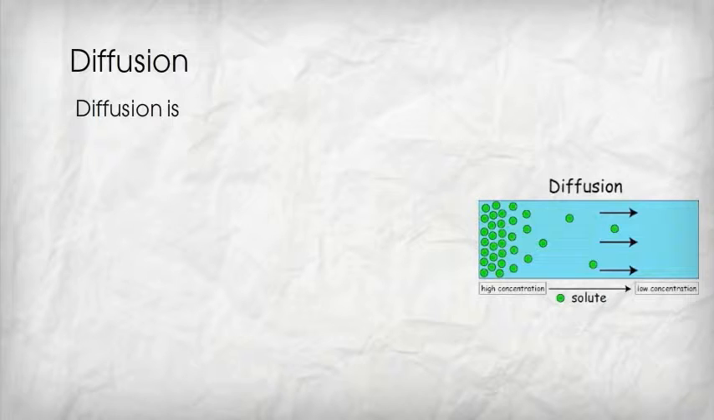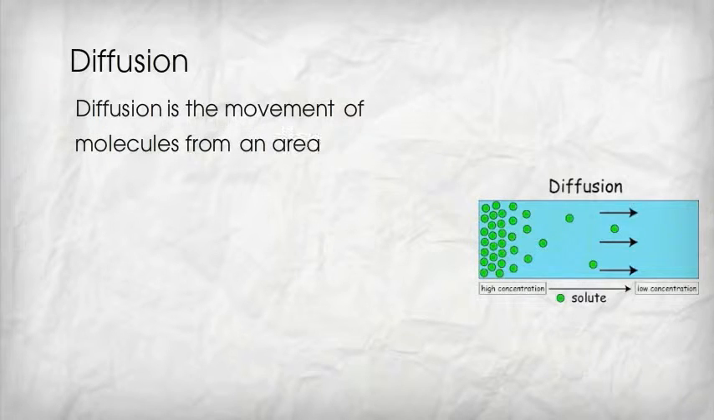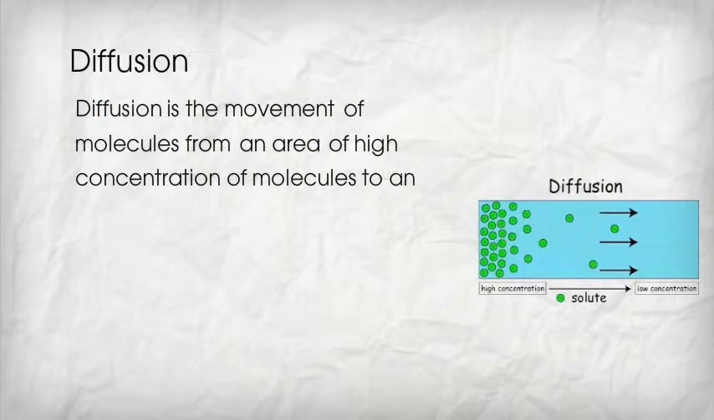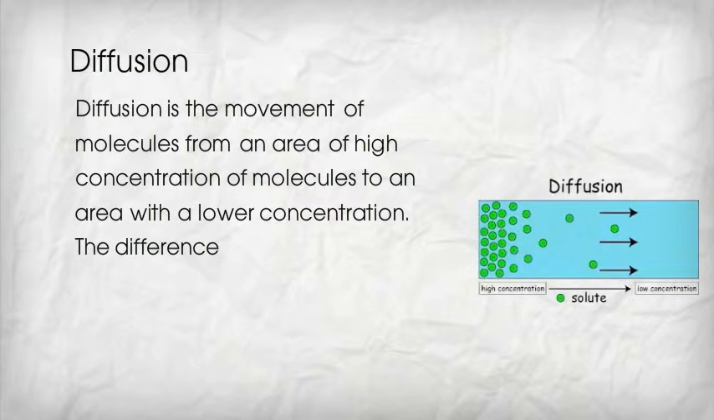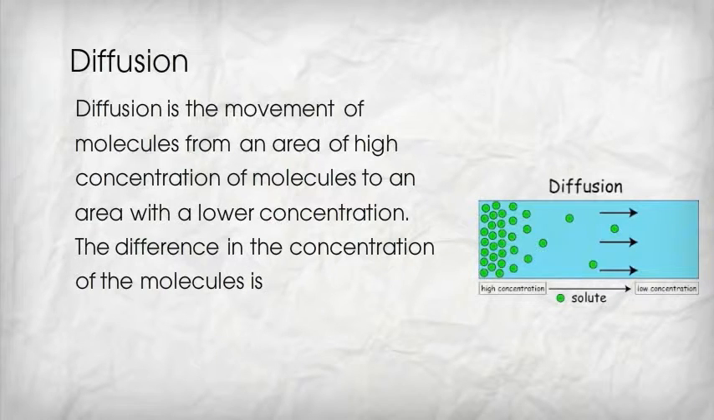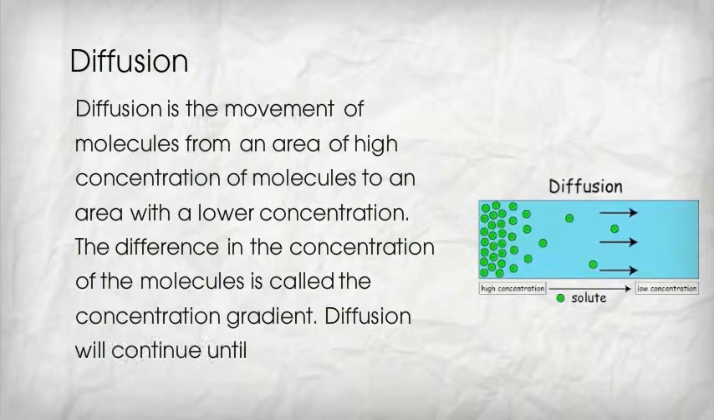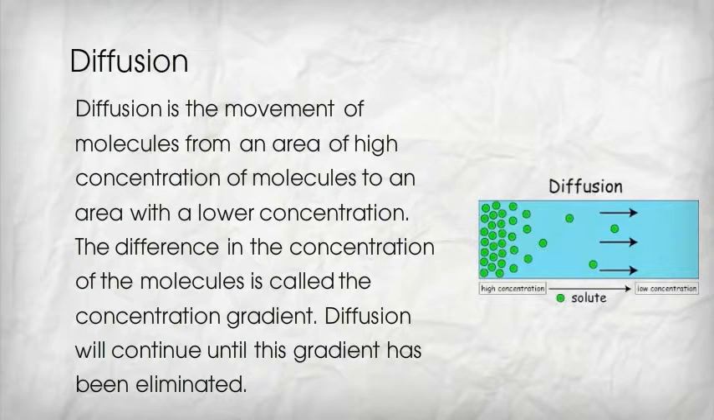Diffusion is the movement of molecules from an area of high concentration of the molecules to an area with a lower concentration. The difference in the concentration of the molecules is called the concentration gradient. Diffusion will continue until this gradient has been eliminated.